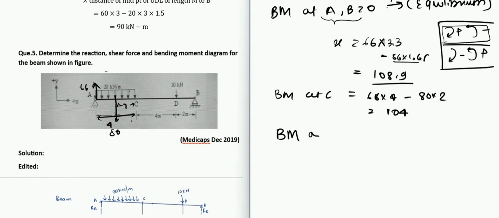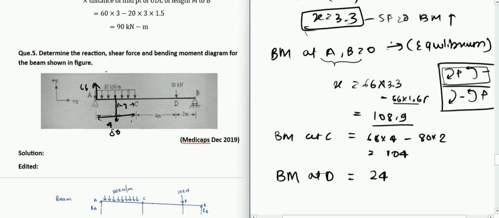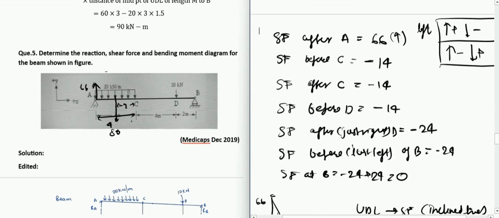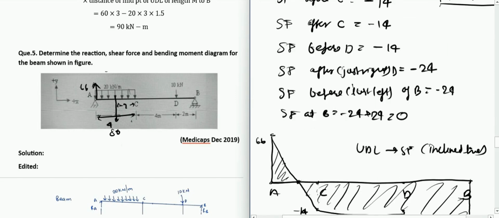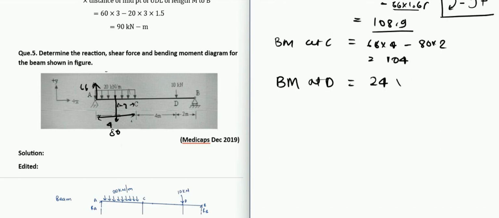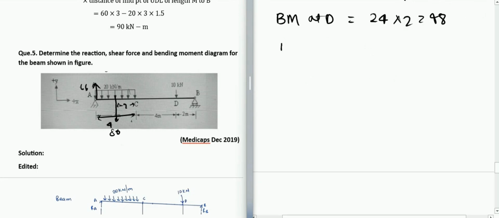So the bending moment at, let us say, D. I will not consider the left now, because there are too many forces on the left. I will just consider the right, which is this B force. So the B force is 24, 24 into 2, which will give you 48 as the bending moment at D. And the bending moment at B, of course, is 0, as we have discussed earlier. So let us now draw the diagram.